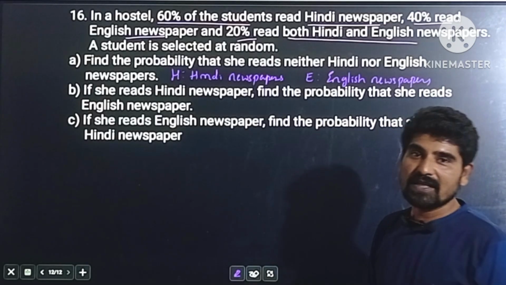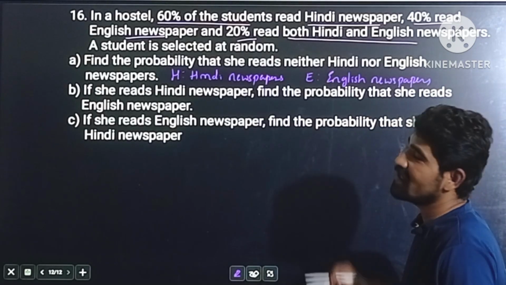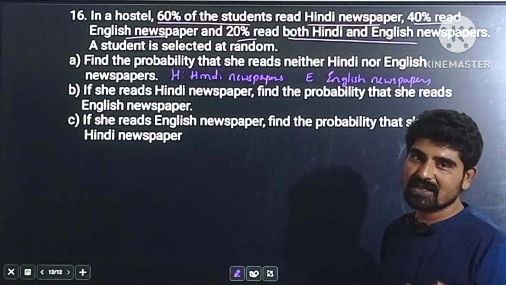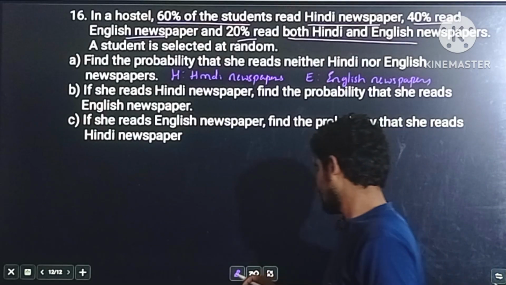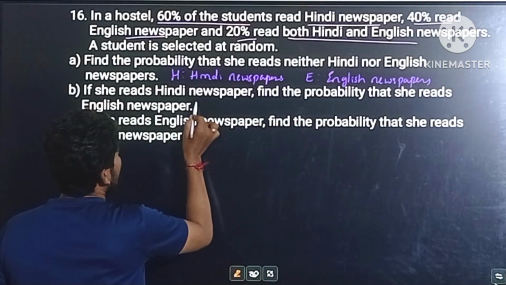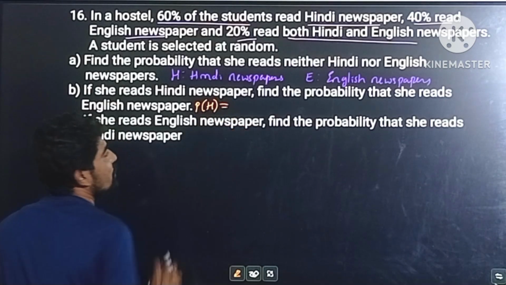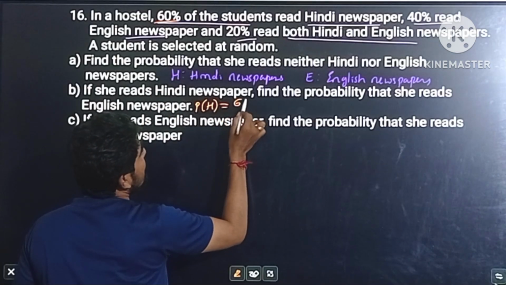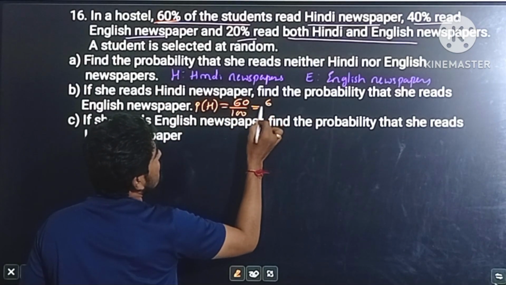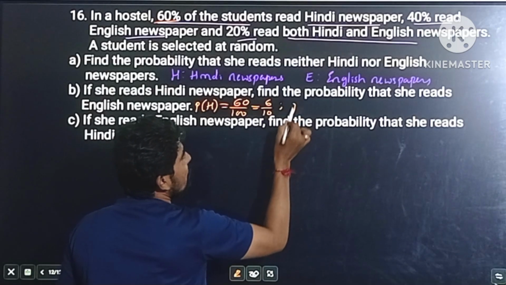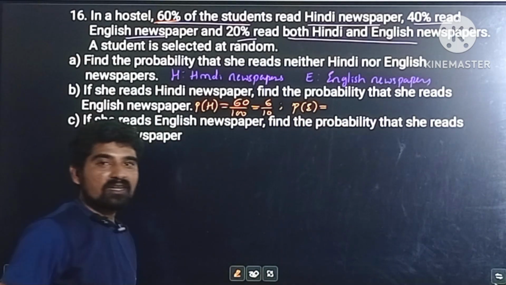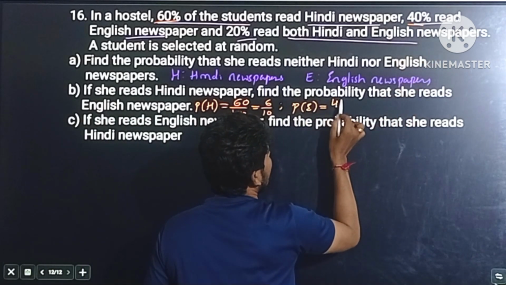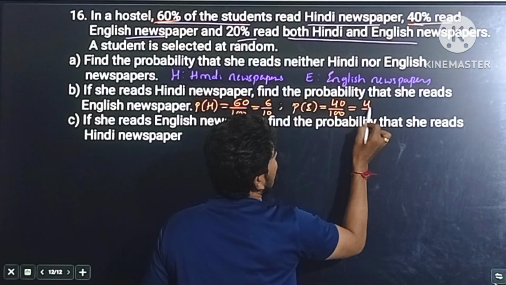So see here in this question he has given that there is one hostel. So in that hostel 60% of the students read Hindi newspapers and 40% read English newspapers and 20% read both Hindi and English newspapers. So by this given data we may write the probability of the event H, the probability of the students who read Hindi newspapers, is 60 divided by 100, which is equal to 6 by 10. And probability of the event E, nothing but probability of the students who read English newspapers, is equal to 40 divided by 100, which is equal to 4 by 10.